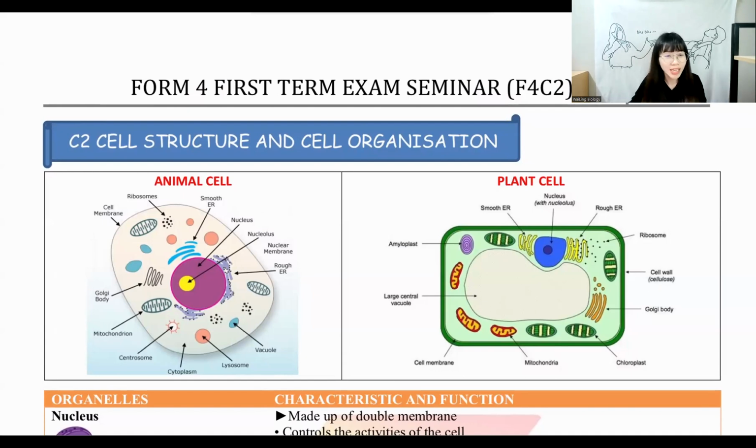Just before we start the class, just in case you don't know who I am, my name is Ling. If you have your notes with you, the person on the notes cover is me. This is me. It's the same person. I'm one of the bio teachers in TTC. Just in case you don't know who I am.